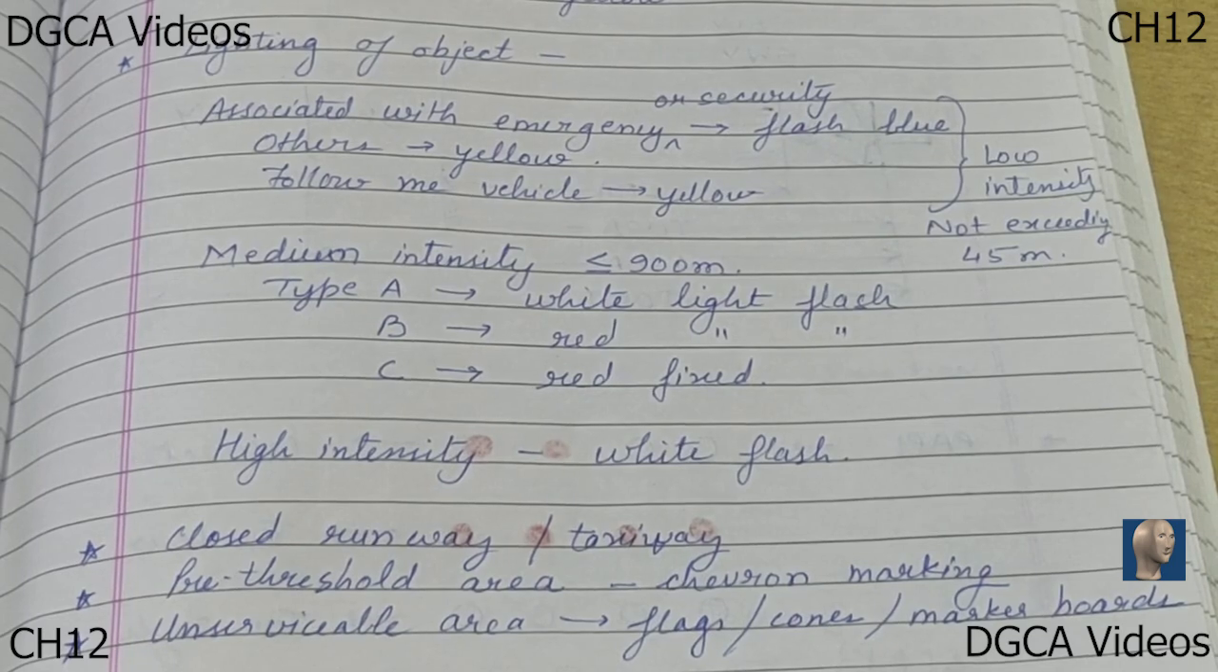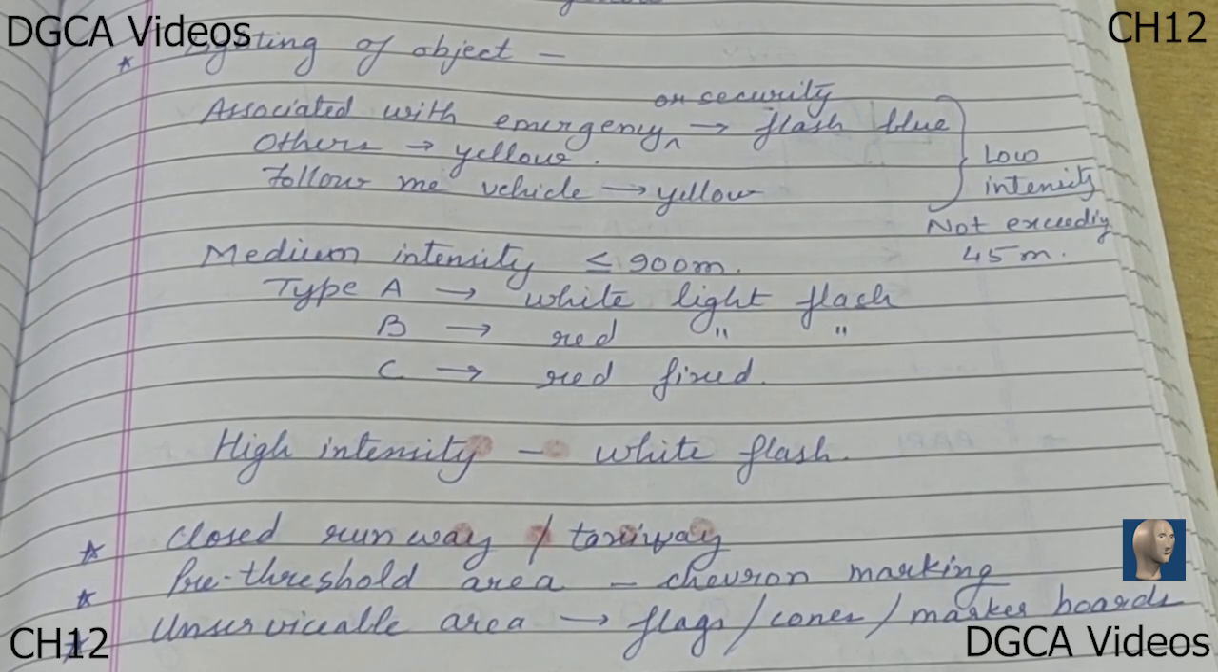Then the unserviceable area. These are denoted by flags, cones, and marker boards. The characteristics are: an unserviceability light shall consist of a red fixed light. The light shall have an intensity sufficient to ensure conspicuity, considering the intensity of the adjacent lights and the general level of illumination against which it will normally be visible.